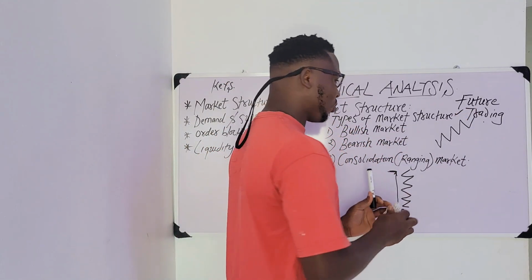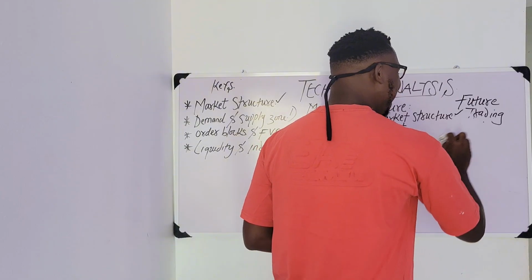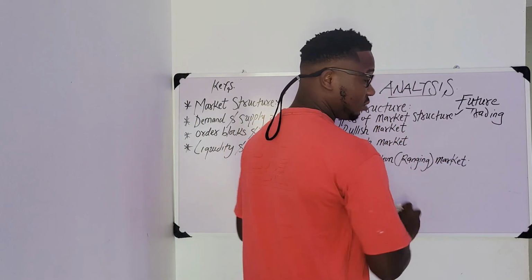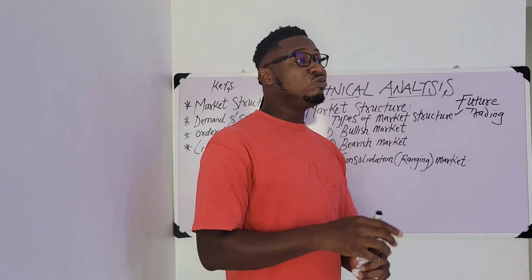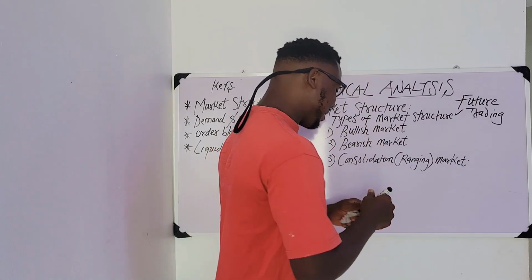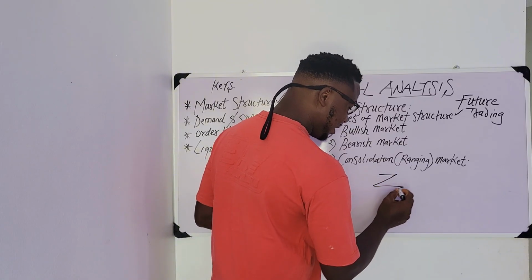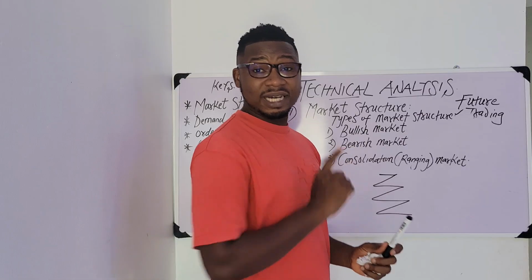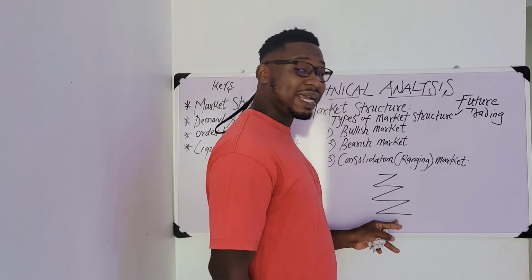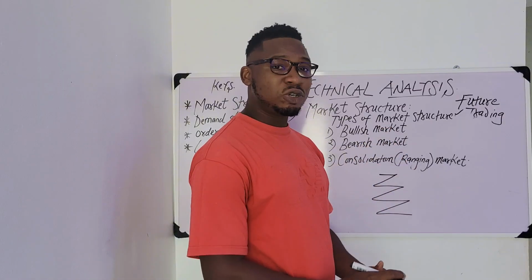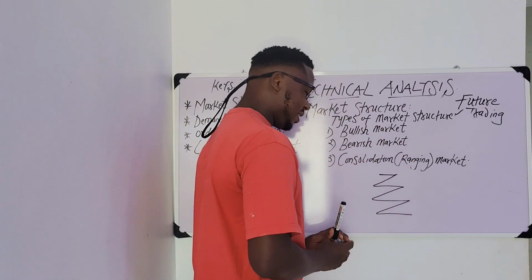Types of market structure. Now we have known how the market moves in a zigzag direction. It doesn't move straight, it moves in a zigzag like this. I just explained it just now. It's like moving like this, but heading somewhere. It doesn't move straight. So that is market structure, that is how it moves. Then, for the types of market structure, we have what we call the bullish market.